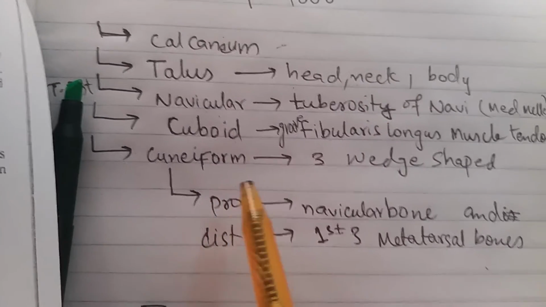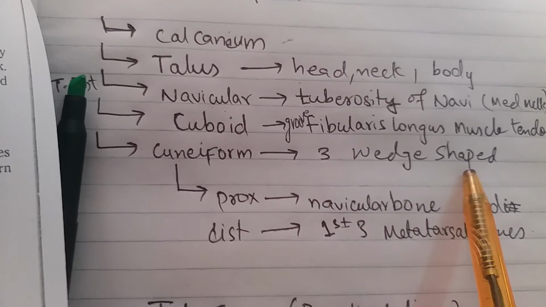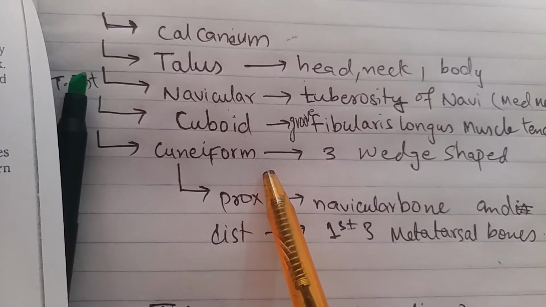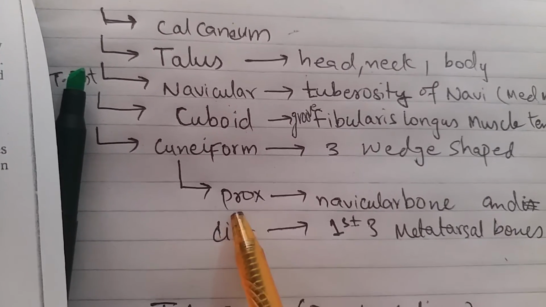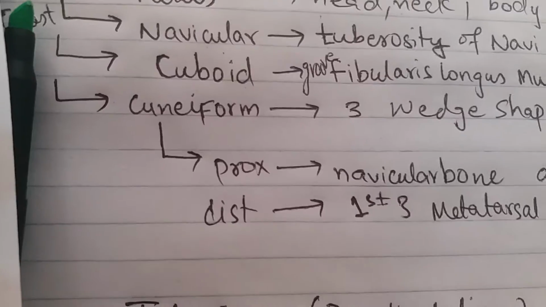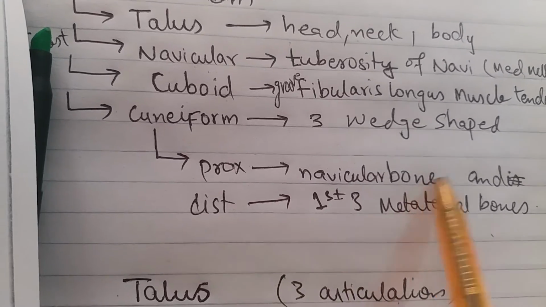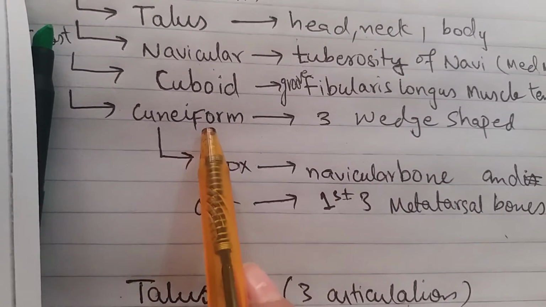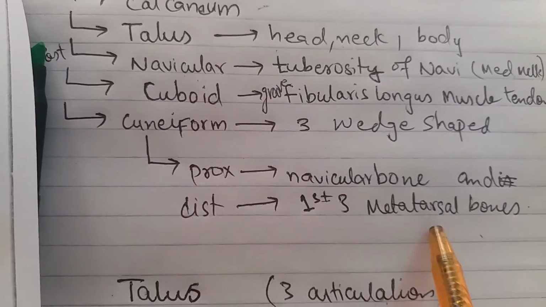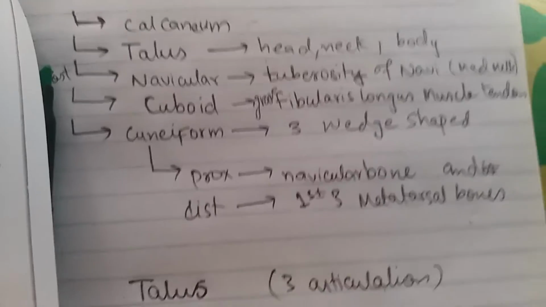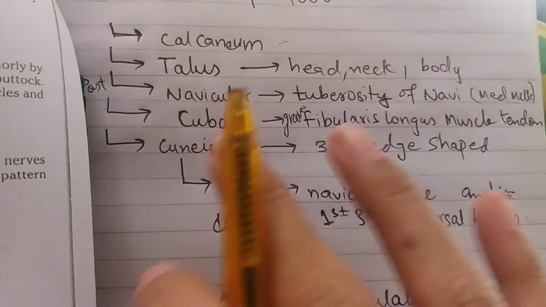The cuneiform bones are three in number. They are wedge shaped, right? There are two parts: the proximal part and the distal part. The proximal part of the cuneiform is attached to the navicular bone, whereas the distal part of the cuneiform bones are attached to first, second, and third metatarsal bones. This is actually the overview for the bones of the foot.